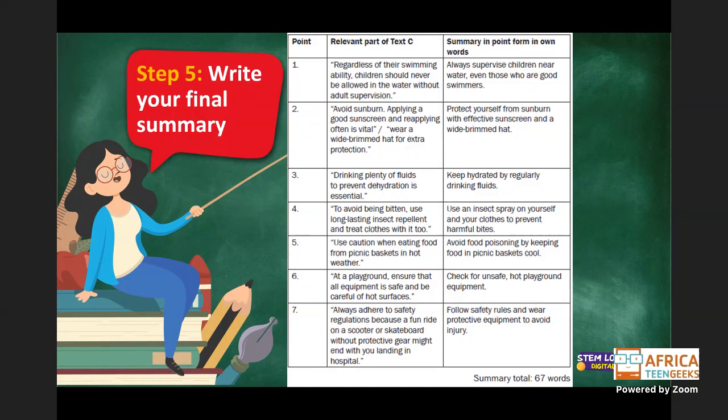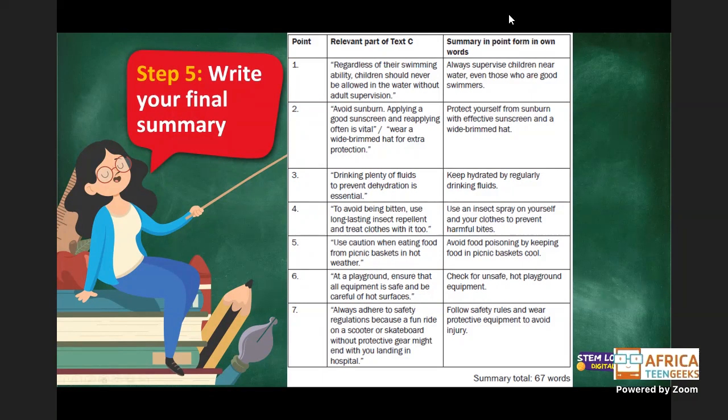And lastly, always adhere to safety regulations, because a fun ride on a scooter or skateboard without protective gear might end with you landing in hospital. So we could just say there, follow safety rules and wear protective equipment to avoid injury. Done. And so you write your summary totals, so 67 words, and you score your 10 points. That's simple, huh? All right.